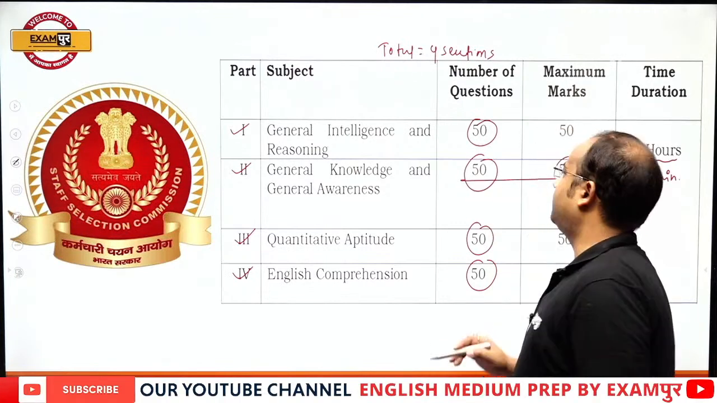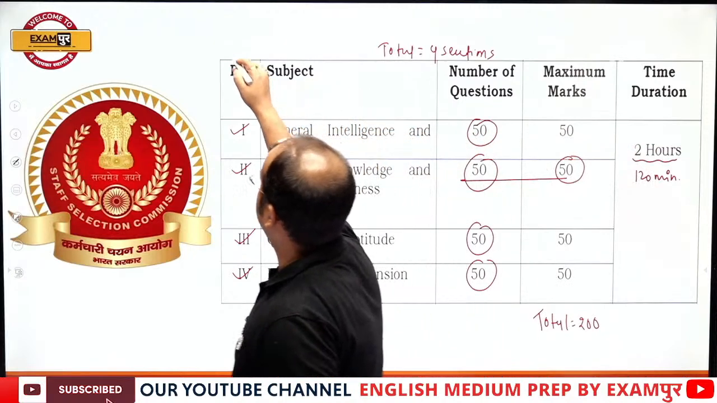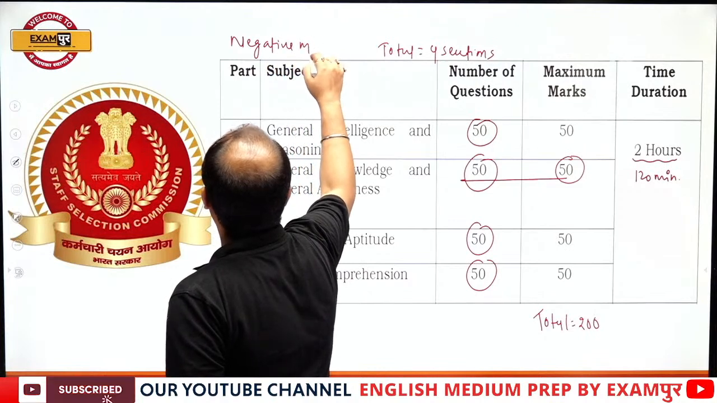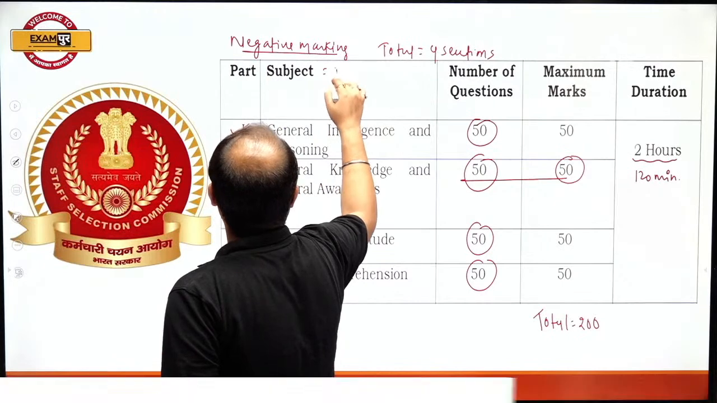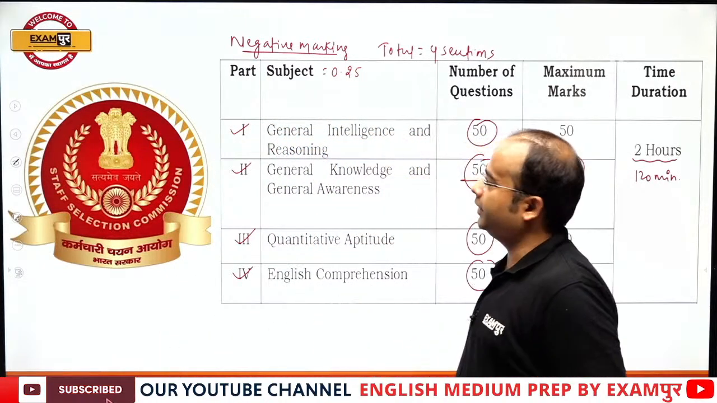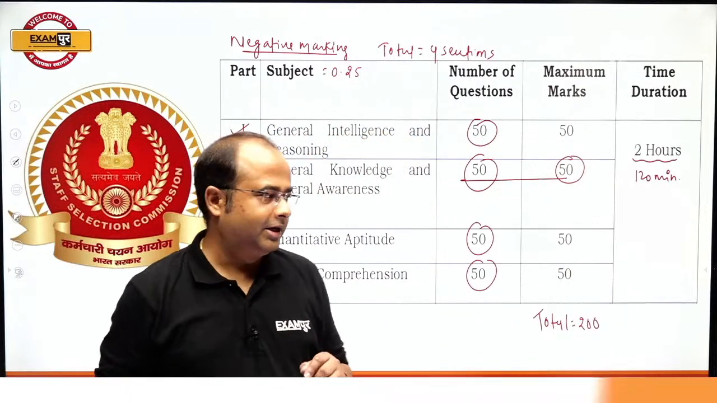Now, if I talk about this examination, we have negative marking also, and negative marking is 0.25. That means for every wrong answer, 0.25 marks will be deducted.